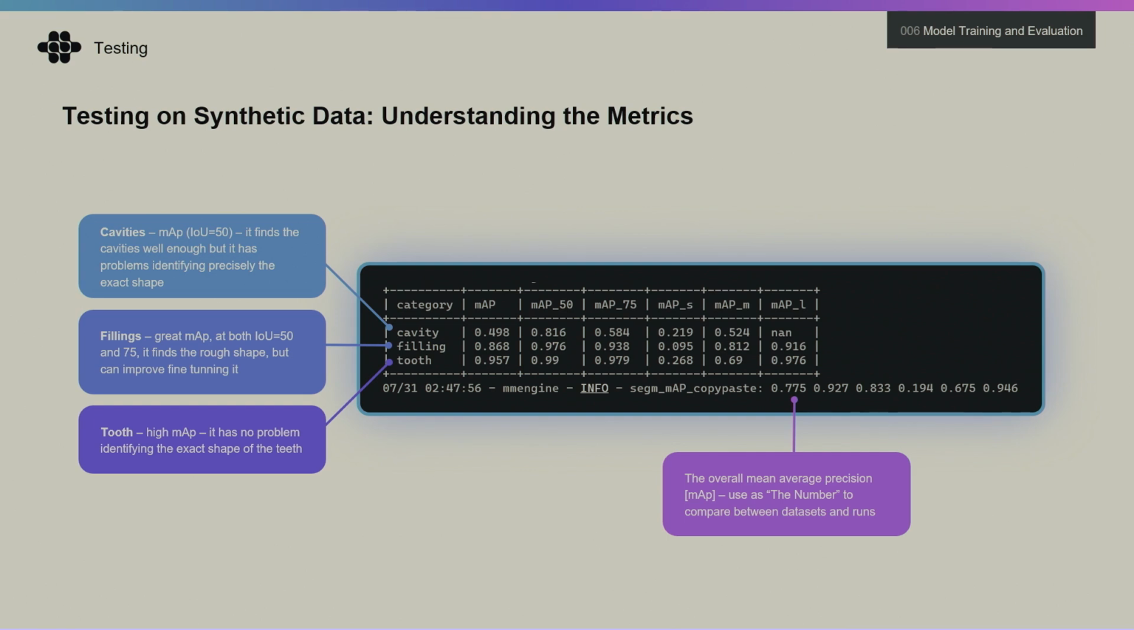When it comes to the fillings, we do a pretty great job of finding them every time, but certainly predicting the shape could be done better. And then with the tooth, we do a great job. We can detect them and we can predict the shape very accurately. Their overall mean value in the lower right gives us a metric, a number that we can use to compare data set to data set or model training to model training, to evaluate iteratively how we are performing as a single metric.